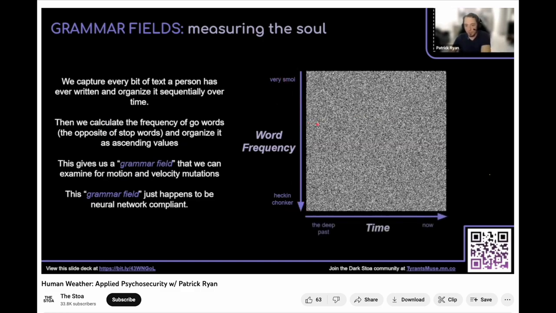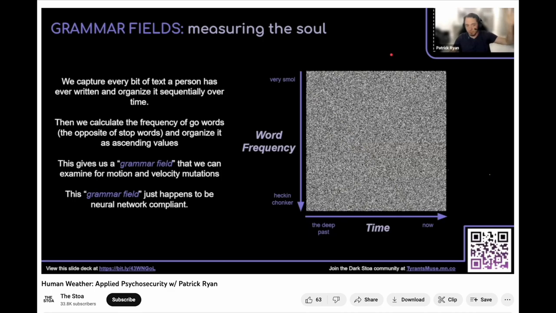And then from left to right, we take time. So we say the deep past to now. As time goes forward, the word frequency behavior changes over time. We're analyzing all the home bases over a time window as we move from left to right. And when you look from top to bottom, you're seeing the word frequency gradient. Think of it like a gradient, right? This is a grammar field.